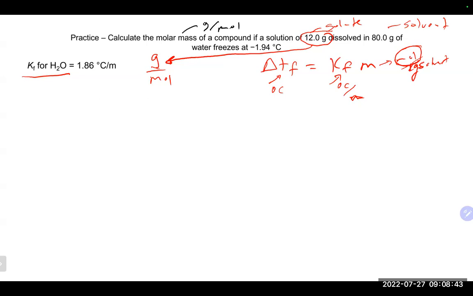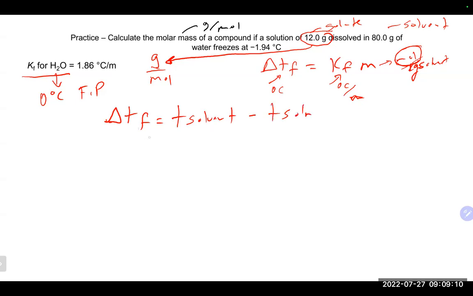We are given that the water is 0 degrees Celsius as its normal freezing point temperature. In this case, the solution actually freezes at minus 1.94. So if you remember, what they gave us is not the change in freezing point temperature, but the temperature of the solution, which in this case would be the solvent minus the solution.